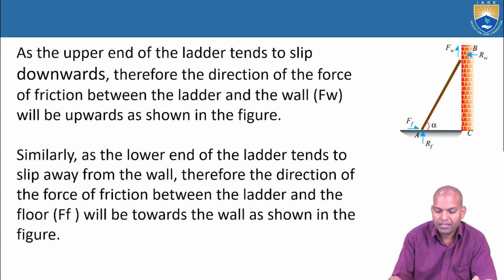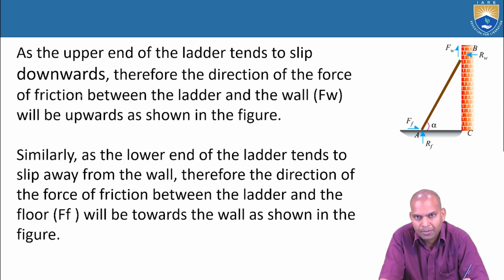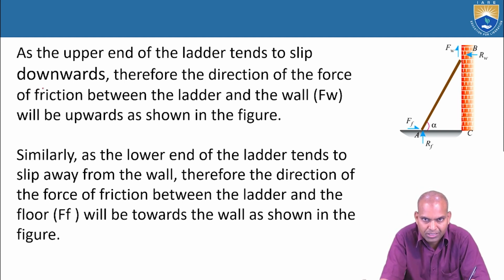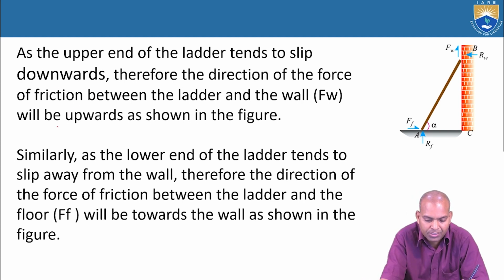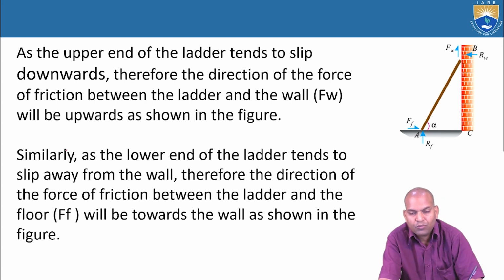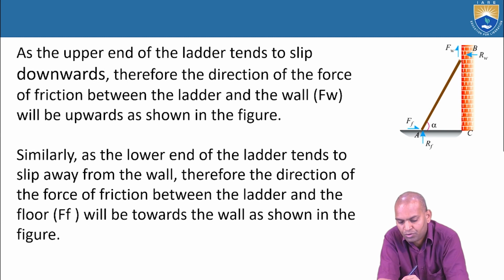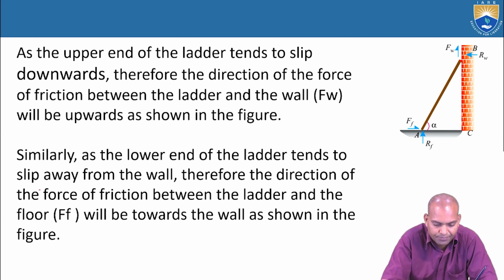Now, the upper end of the ladder tends to slip downwards. The tendency is slipping downwards. Therefore, the frictional force acts in the upward direction. The friction between the ladder and the wall, FW, has its direction upwards, which is shown in the figure. That's what I already described.